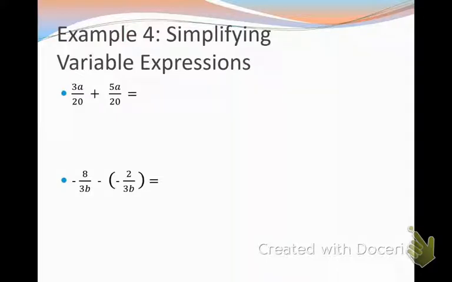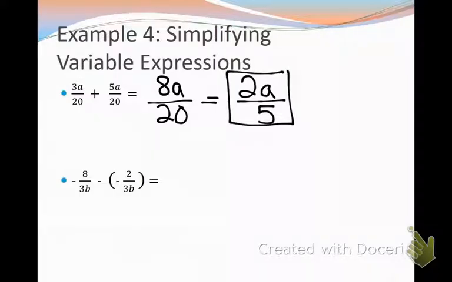So 3a plus 5a would be what? 8a. And then can I reduce that? Yes, I can reduce those numbers. 2a over 5. All right, so that's really no big deal. The complicated part of variable expressions we're actually going to see in 5.3, where we have to find a common denominator with variables. We did a touch of that back in, maybe earlier in chapter 4. But nonetheless, we're going to see some of that, but not until 5.3.